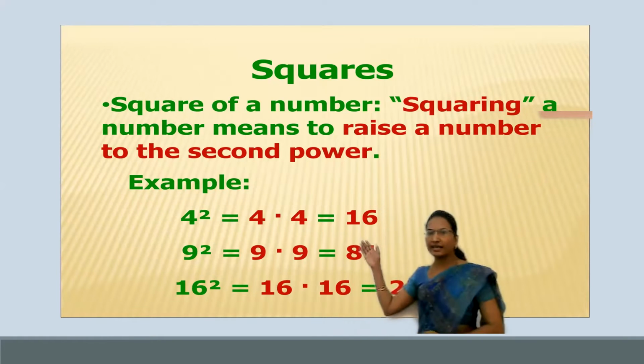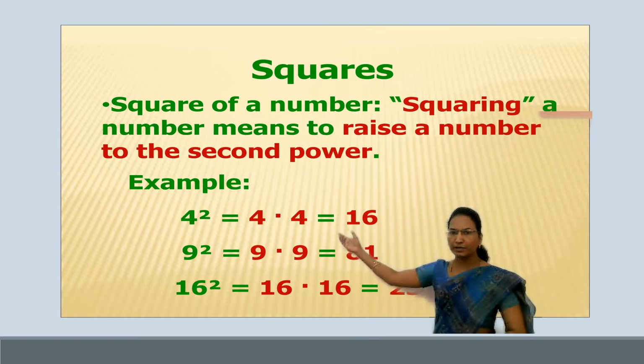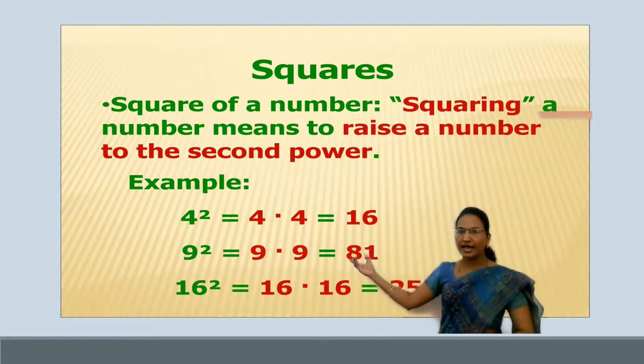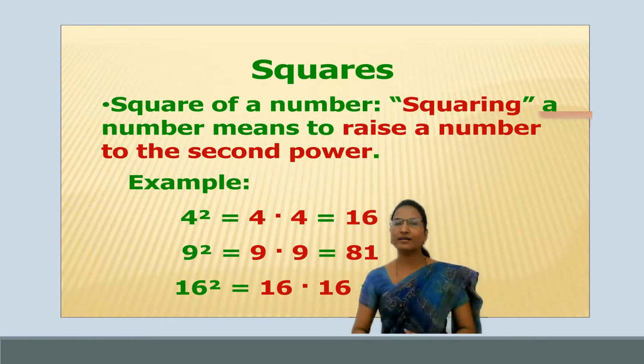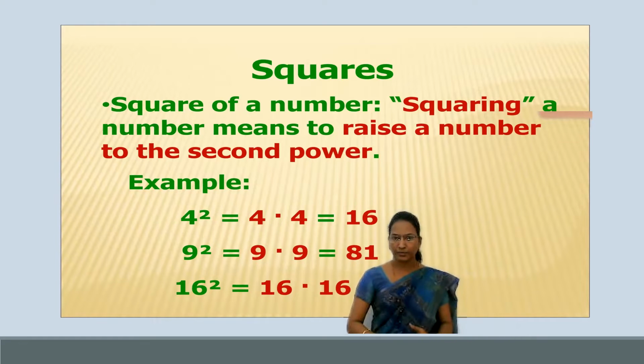See here in the example: 4 square, 4 multiplied by 4 is equal to 16; 9 square, 9 into 9 is equal to 81. Like that, we can find the square of any number.